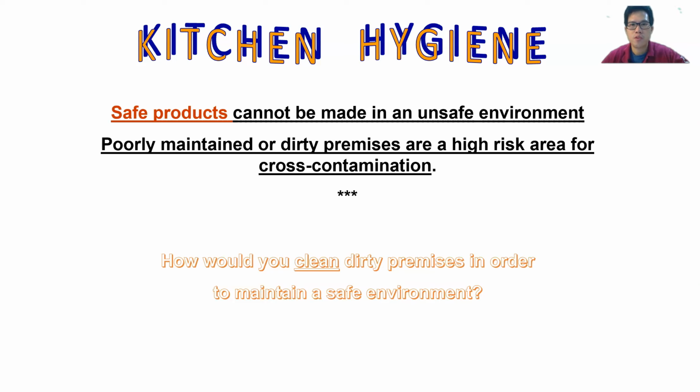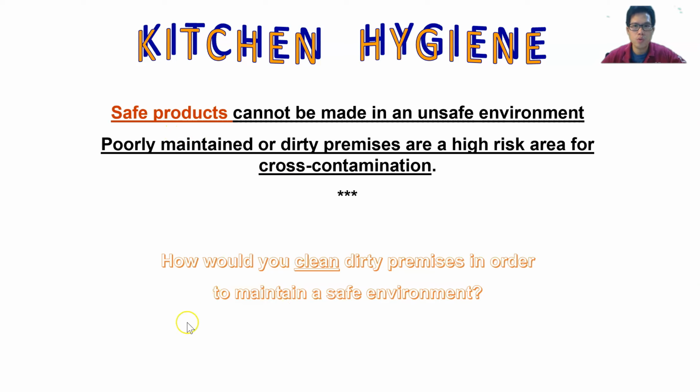I have mentioned before what cross-contamination is, which is contamination from one place to another area. For example, if your hand is contaminated with pathogens and you touch the handle of the fridge, then the fridge will be cross-contaminated with the pathogen. So it cannot be done. If your kitchen is dirty, there's a risk of cross-contaminating not only other areas, but your food as well.